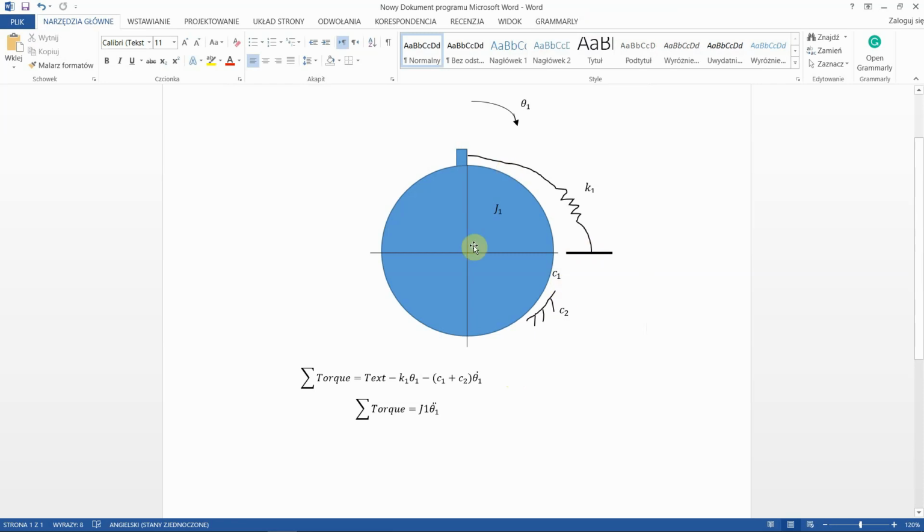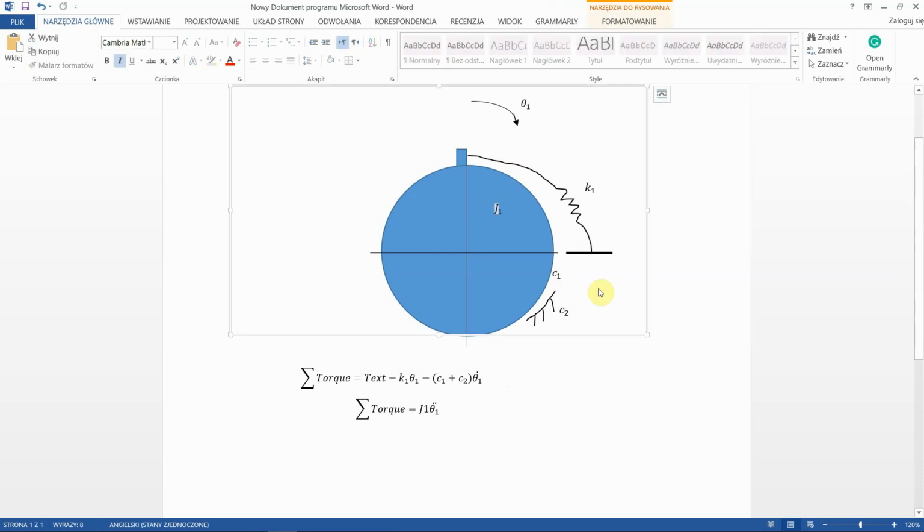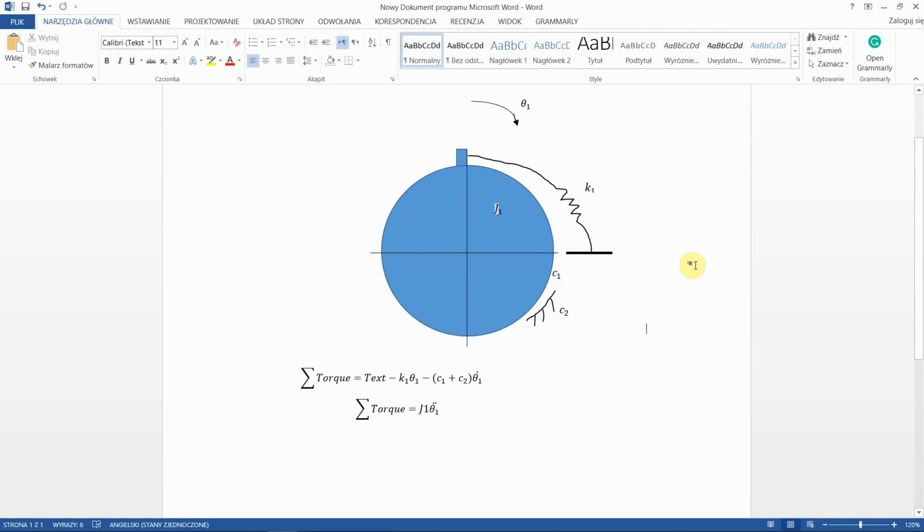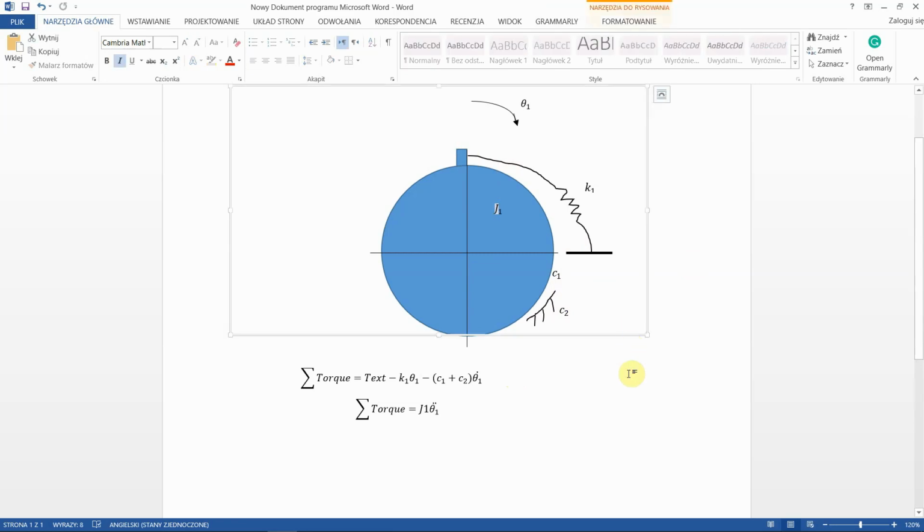Because the disk has a mass, it also has a moment of inertia J1. Because it is connected to the shaft, it has a viscous friction damping coefficient C1, and we are also dealing with viscous friction outside. That's why we have C2.